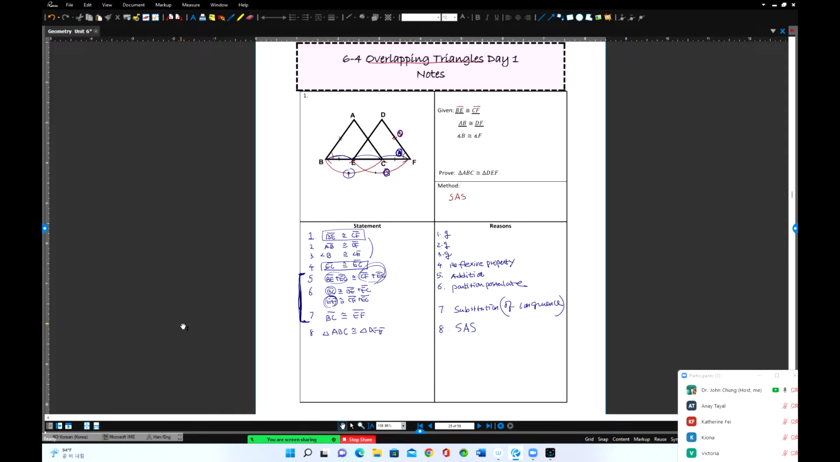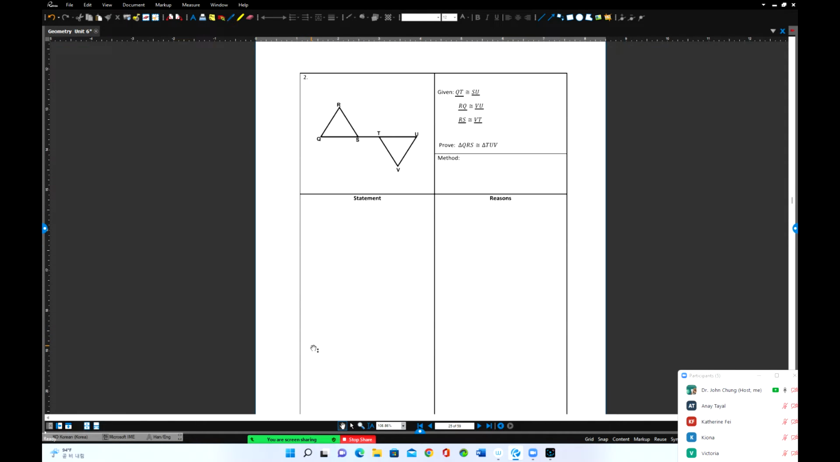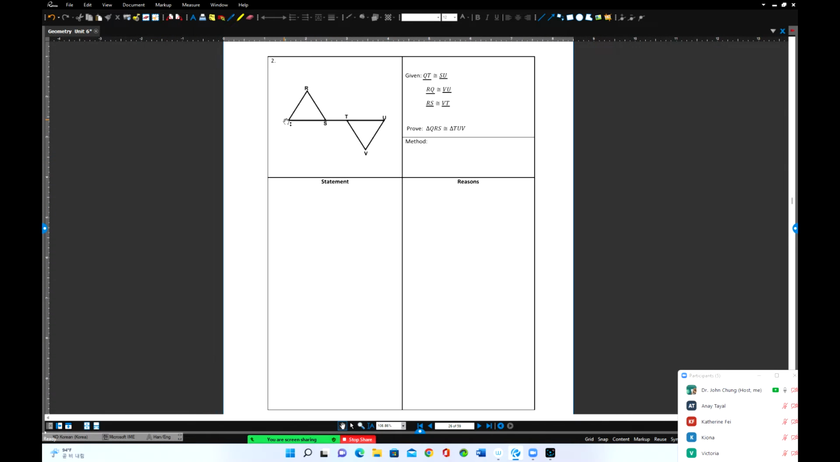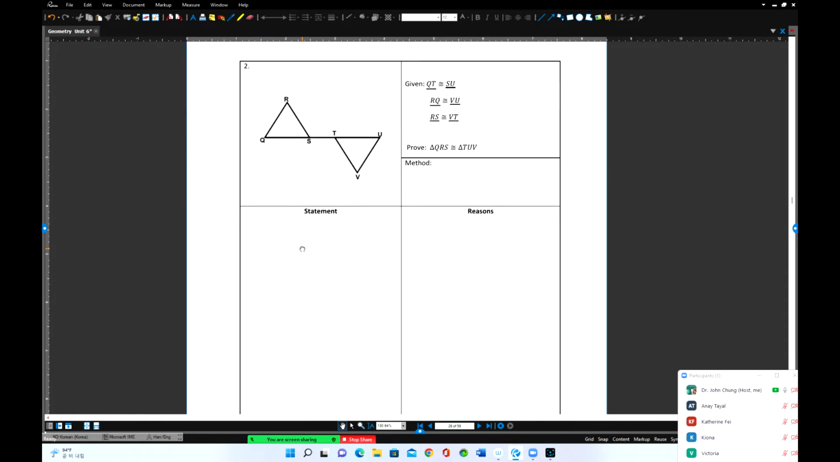Okay, now we move to the next questions, okay? Overlapping triangles. This is another overlapping. It's not overlapping, but kind of one. Disconnect, okay. Actually, this is not overlapping, okay. So which method will be available on these questions? So you have to check it out, okay? This is wrong over here, bar is up here, okay?